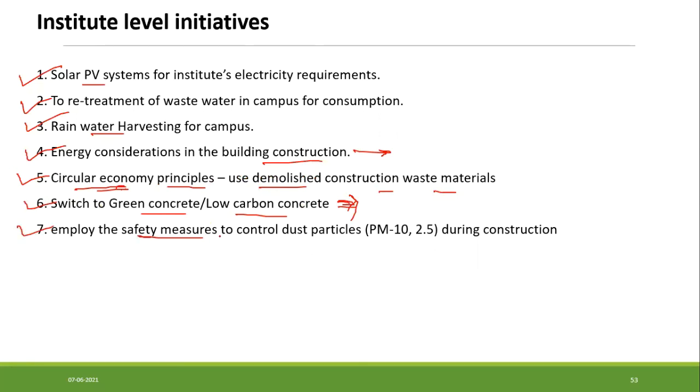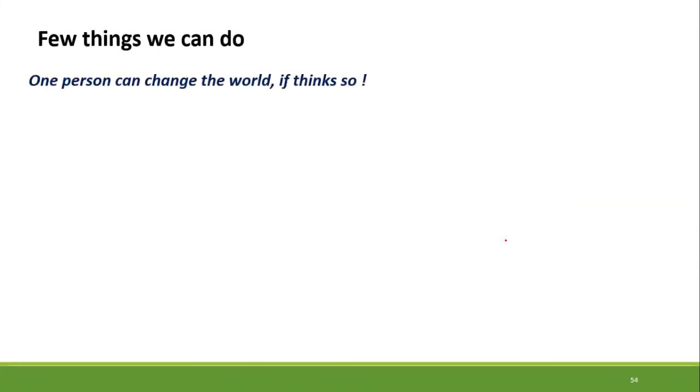Or employ safety measures to control dust particles, majorly PM 2.5. During construction, many times the air pollution is very high near construction sites, and we can always reduce it with safety measures while working. The one point that I wanted to emphasize in this session, and I want to equip every one of you with this, is that one person can also change the world if he thinks so. That is the point. So how can we do that?